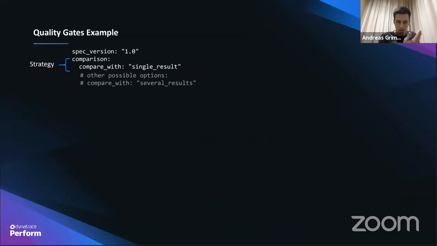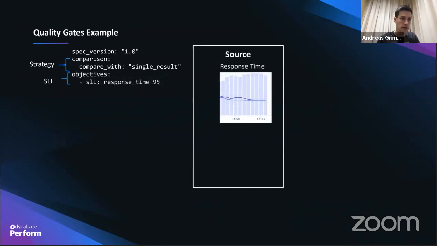We are using, as it is common in the cloud native world, YAML for formulating the SLOs. And here our first version is 1.0 of these SLOs. Then as next configuration, you can specify the comparison strategy. Here we are using a single result, which means we compare against the result of the previous run. And then we are already ready to define the SLIs.